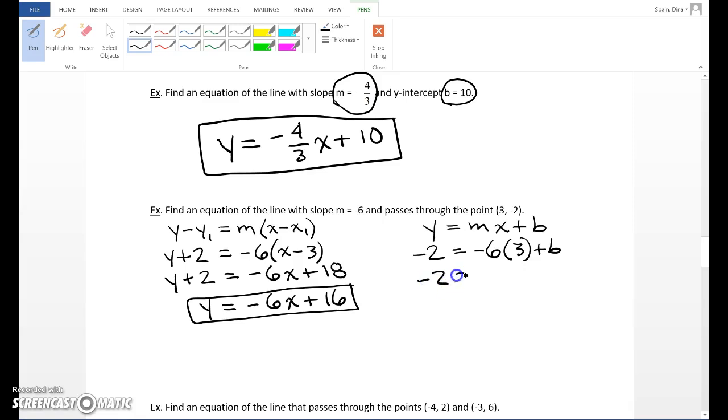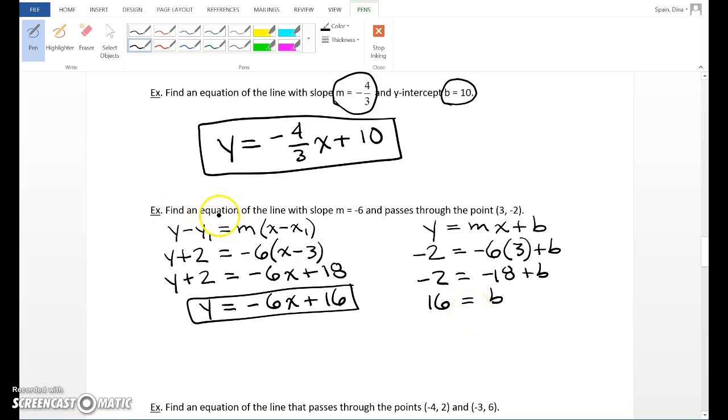All right, let's see what b is. This is -18 plus b. All right, so to solve for b, I'd have to add 18 to both sides, so that means b is 16. This is the reason I don't like this method, because students will plug everything in and solve for b just perfectly, and then they'll circle b as their answer, which it clearly is not.